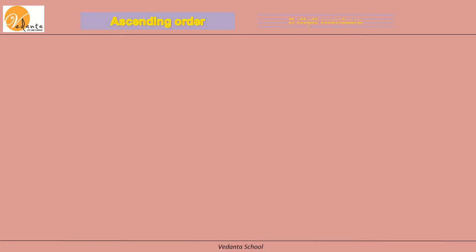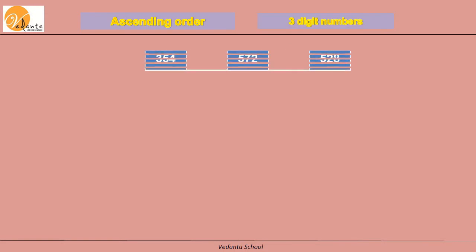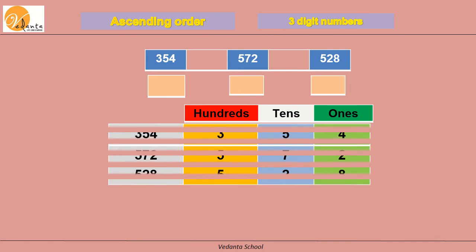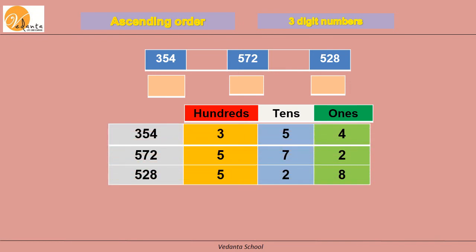Now we'll go to the next level. We will do the comparison for three-digit numbers. First, let us try to read them all. 354, 572, 528. So this is where you will be writing the answer. The first step stays the same. You will be putting them in a column, and here you just have one extra place value, which is going to be hundreds. There you were comparing tens, but hundreds is bigger than tens, right? So here you will first compare the hundreds place.